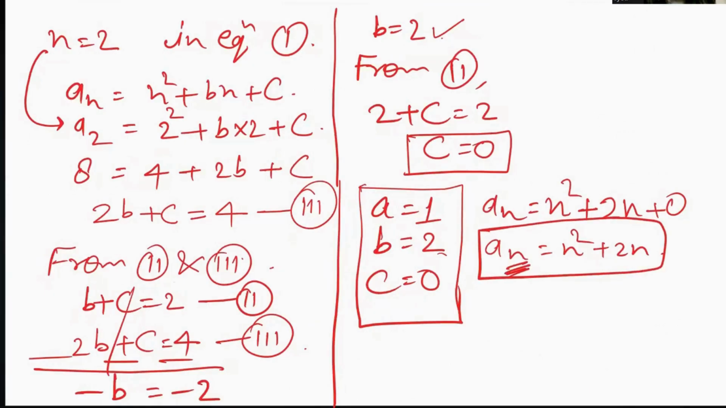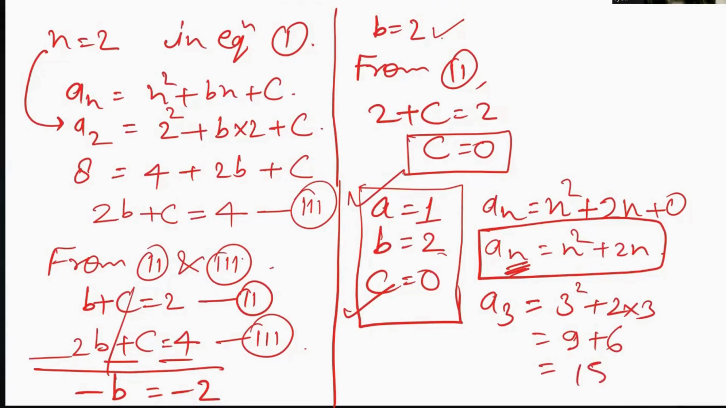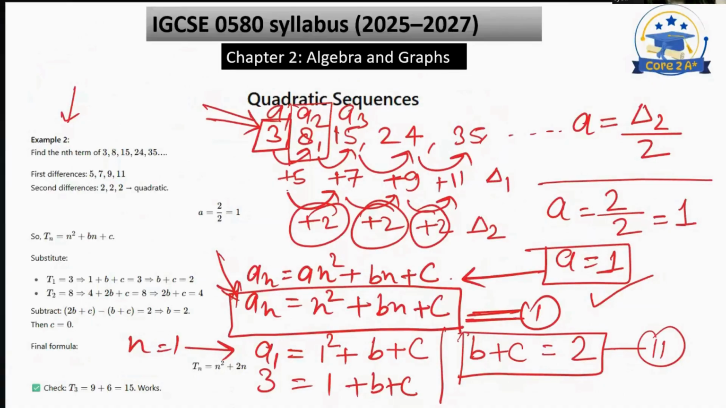This is not your first term, second term, or third term. This is your nth term. Let's check whether our answer is correct or not. Just put n equals 3 to get the third term. 3 square plus 2 times 3. 3 threes are 9, 2 threes are 6. 9 plus 6 is 15. Check whether A3 is 15 or not. Yes, in the original sequence, your third term is 15. That's how we solve. Moving to the next.